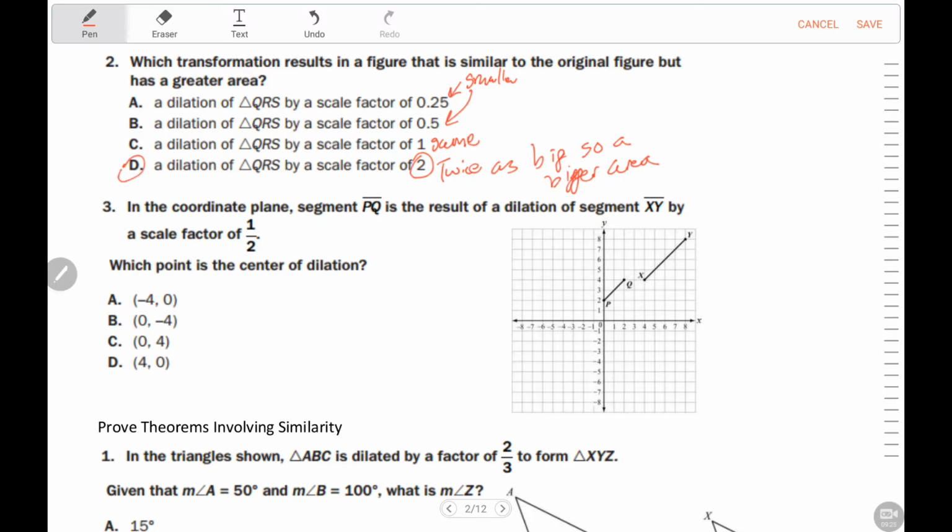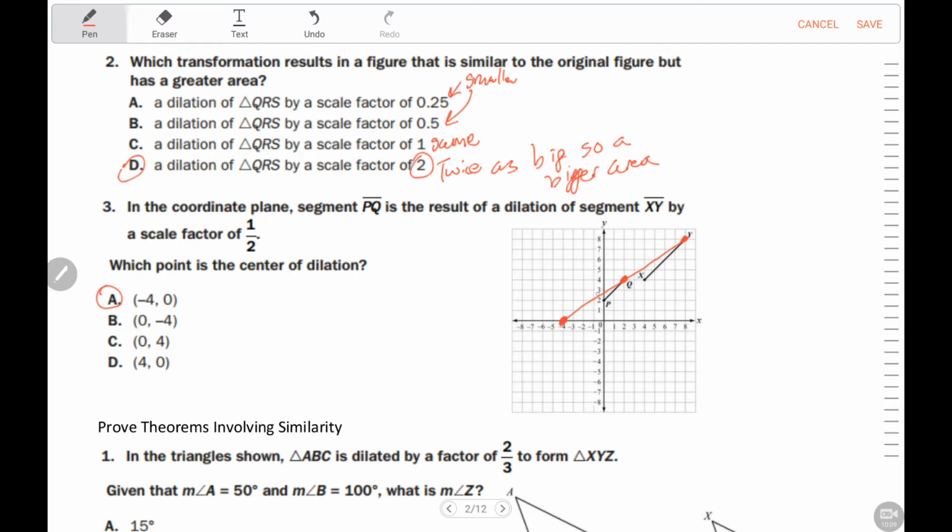In 3, in the coordinate plane, the segment PQ is the result of dilation of segment XY by a scale factor of half. Which point is the center of dilation? Okay, we've touched on this just barely, but basically you just say your point Q and T here, those are the ones that match up, and you just draw a line through them, and what ends up happening, it will give you where the center of dilation is. So the center of dilation here is 0, or -4 is 0. And that's pretty much it.